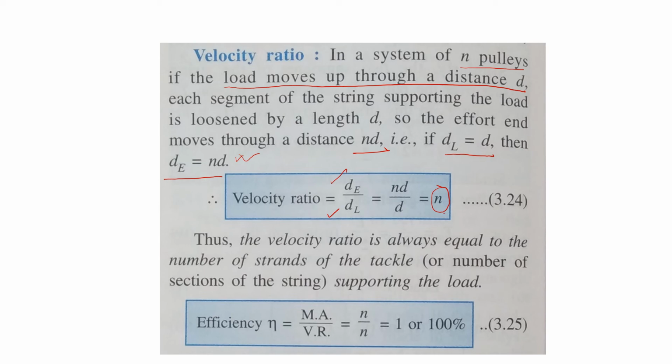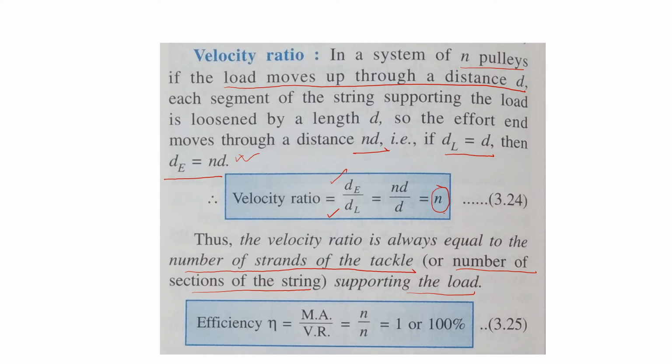Thus the velocity ratio is always equal to the number of strands of tackle, or the number of sections of the string supporting the load. Okay, this is very important. The velocity ratio is always equal to the number of strands of the tackle or the number of sections of the string that is supporting the load. If there are 5 pulleys, the load is supported by 5 segments of the string. So velocity ratio is equal to 5.